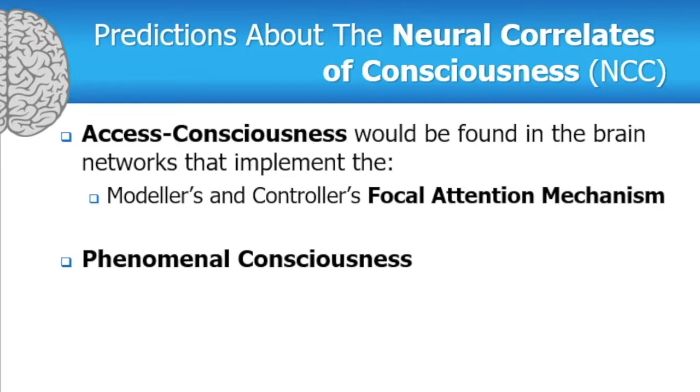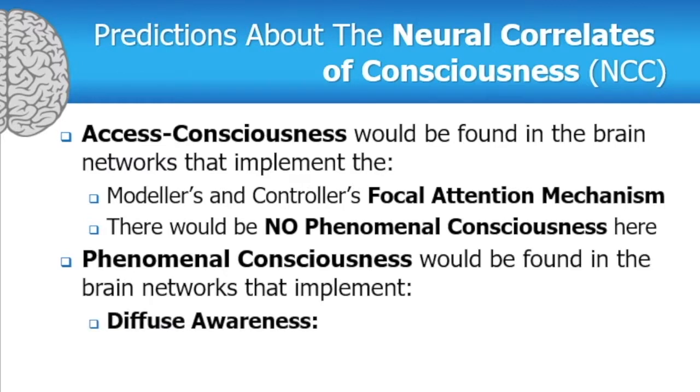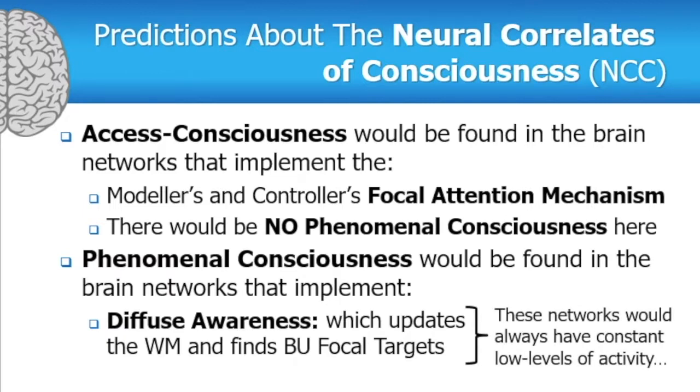And there would be no phenomenal consciousness in this NCC, since phenomenal awareness would come from the diffuse attention mechanism. On the other hand, phenomenal consciousness would be found in the brain networks that implement diffuse awareness. These are the networks which also update the world model and find bottom-up focal targets. This network would be very difficult to find, since these networks would always have a constant low level of activity.